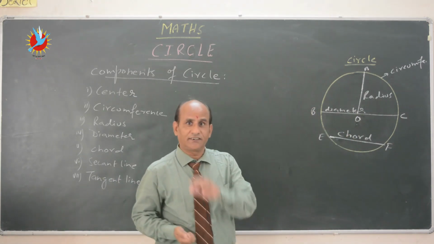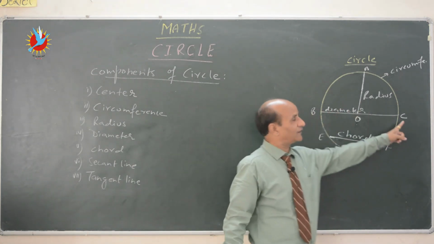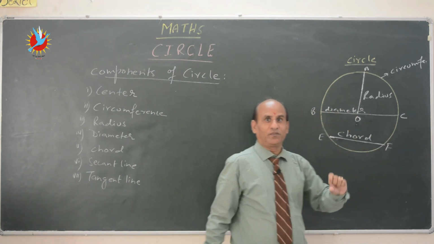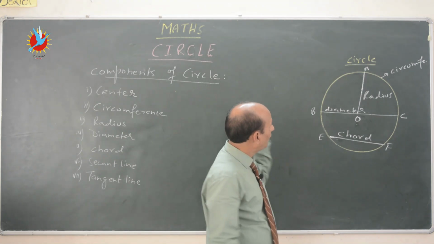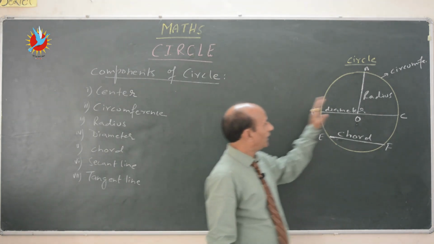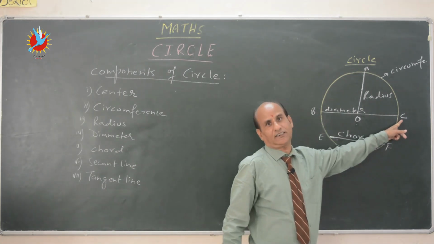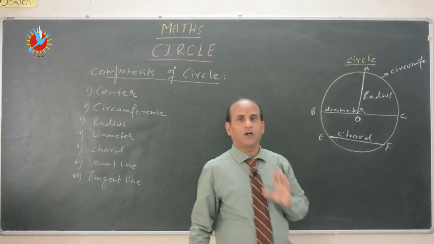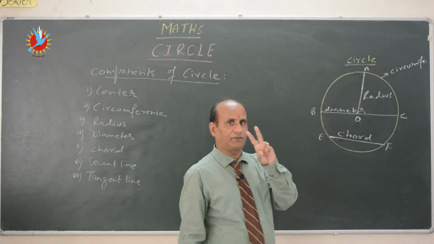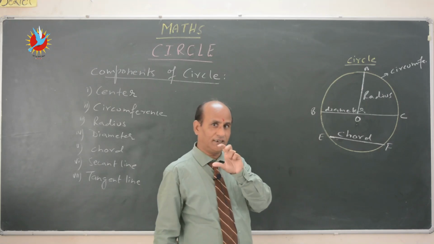Now, since diameter is also a line segment which joins 2 points on the circumference, diameter is the longest chord. Remember this sentence, diameter is the longest chord, because it also joins the 2 points on the circumference, which is the definition of the chord. Chord is a line segment which must join any 2 points on the circumference of the circle.